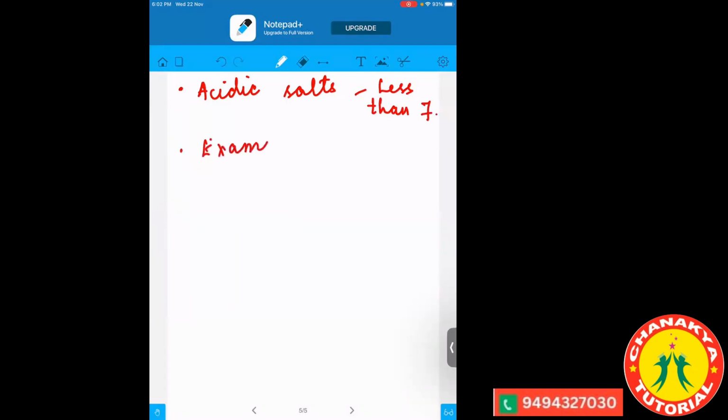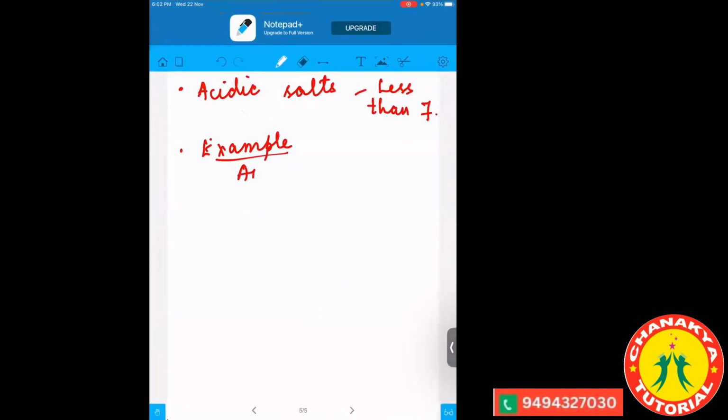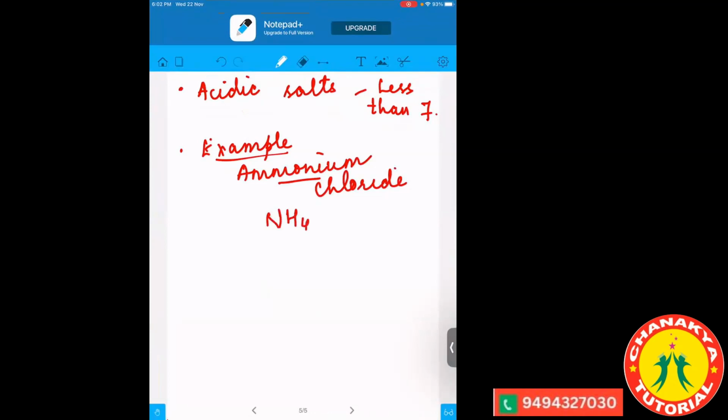Examples of it, like ammonium chloride. The first example is ammonium chloride. What is the formula for ammonium? NH4. Correct. NH4. And chloride, how do we write?